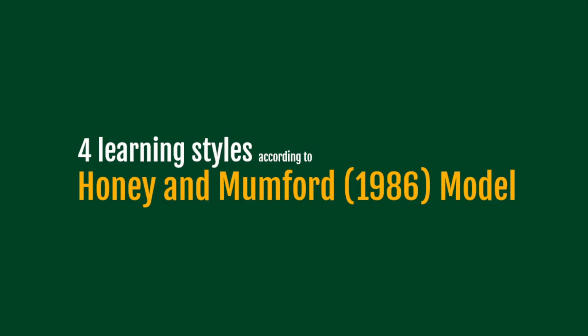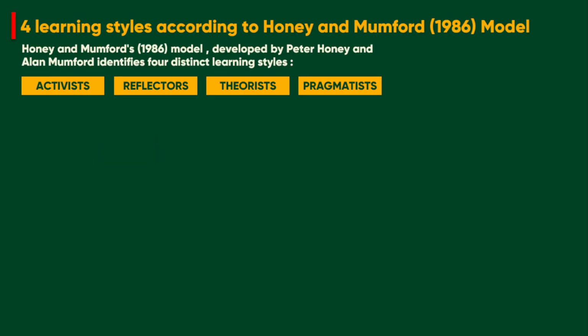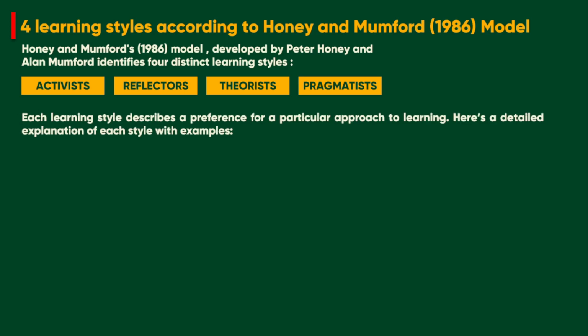In this video, I am going to discuss the 4 learning styles according to the Honey and Mumford model. Peter Honey and Alan Mumford identified 4 distinct learning styles, which are activist, reflector, theorist, and pragmatist. Each learning style describes a preference for a particular approach to learning. Here is a detailed explanation of each style with examples.